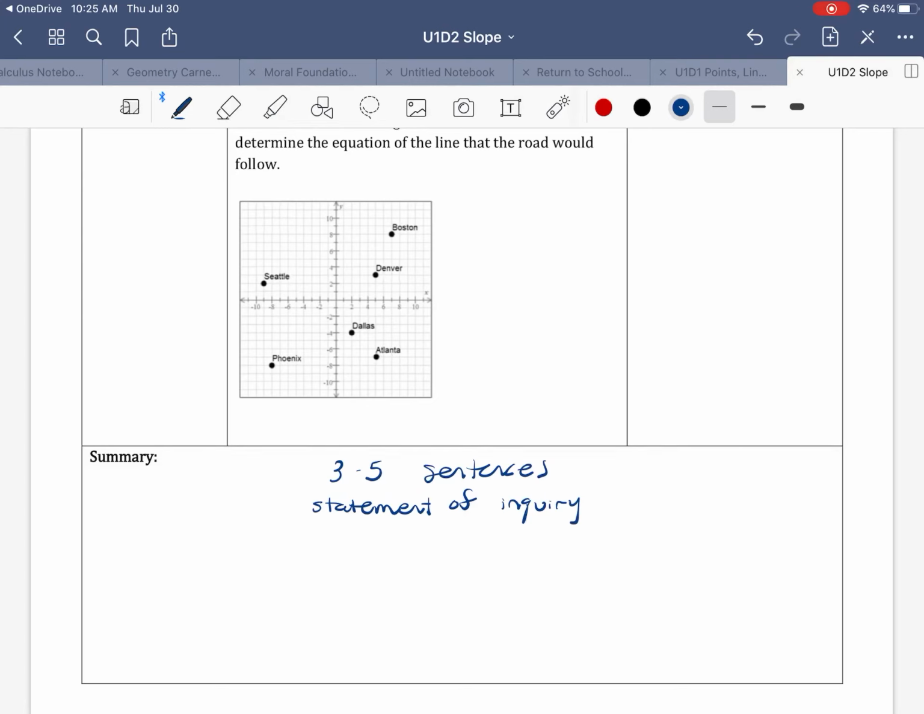So if we're talking about lines, are you talking about slope-intercept form? Are you talking about these specific points? Are we talking about the slope?